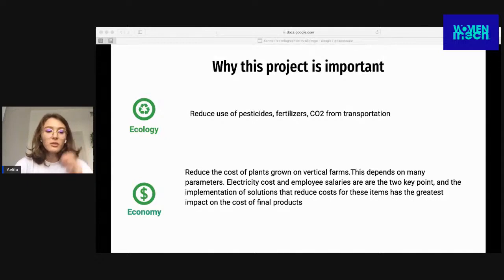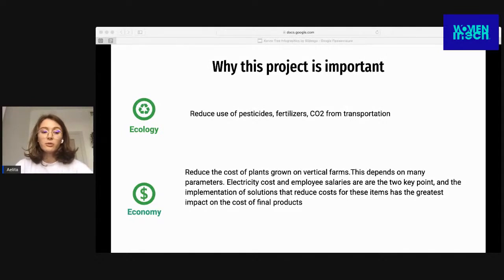Secondly, talking about the solution that I am presenting, the solution of automatic plant weighing, it will reduce the cost of the products grown on vertical farms. Their cost depends on many parameters such as seeds, fertilizers, electricity cost, and of course, employee salary. And the last one can be optimized only by reducing the labor cost of employees, by automating production processes and excluding expensive specialists from the staff. Automation systems significantly reduce the participation of people in the production cycle.